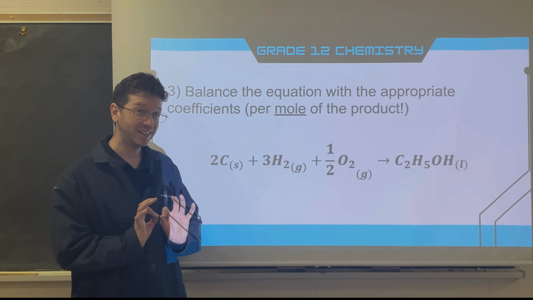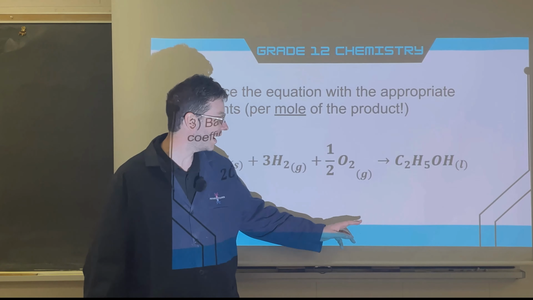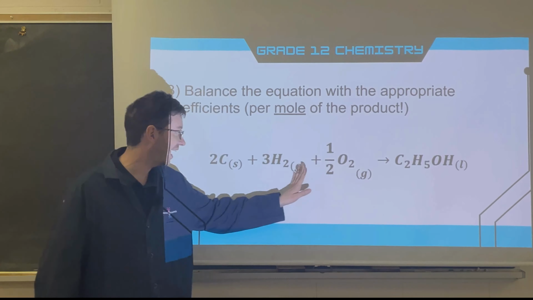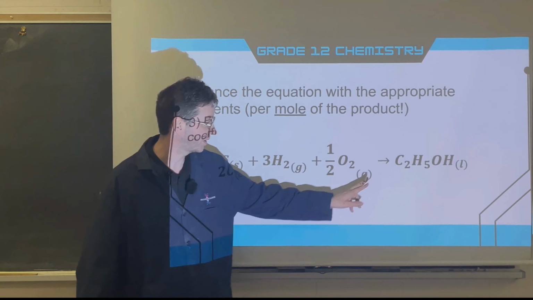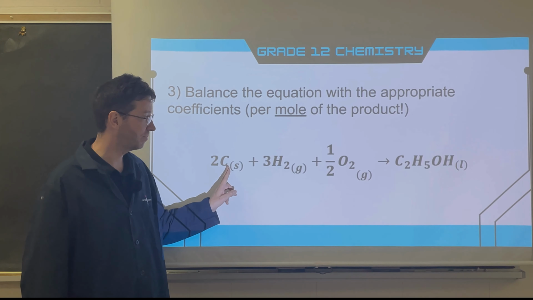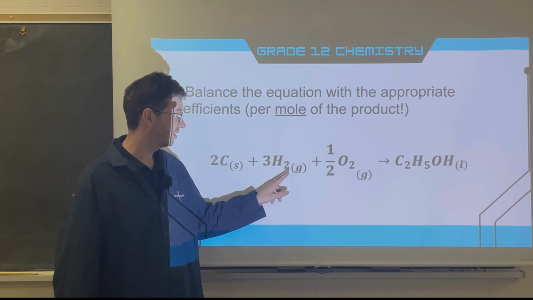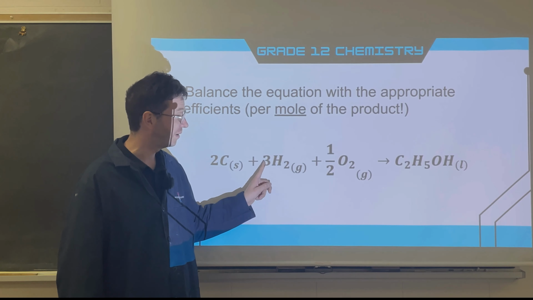Now we're going to balance it, but very important, when we balance it, this needs to stay as 1. So we're going to balance all of our reactants. So here we have 2 carbons, so 2 carbons. A total of 6 hydrogens, so 6 hydrogens. We put a 3 there to balance that.